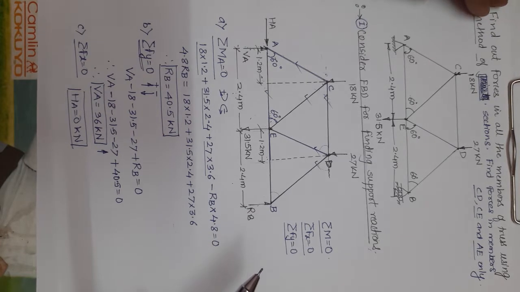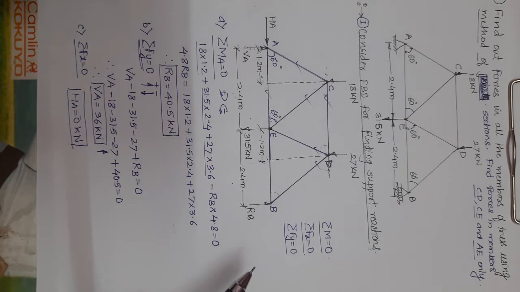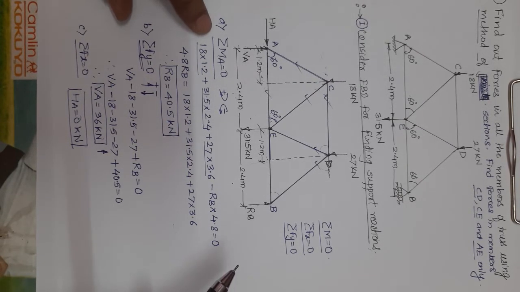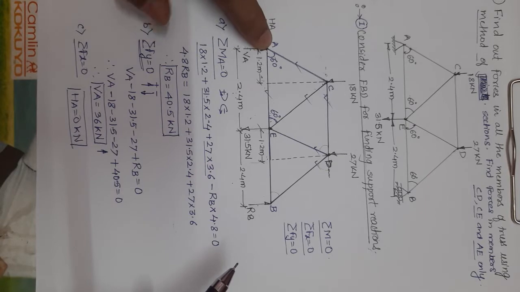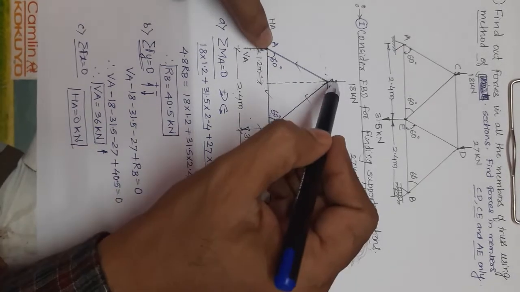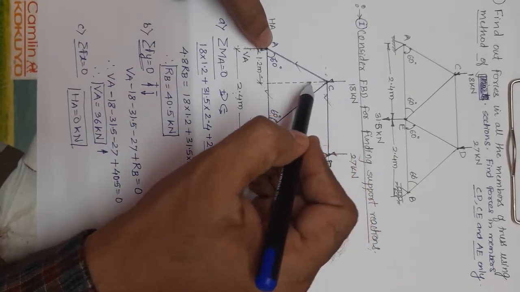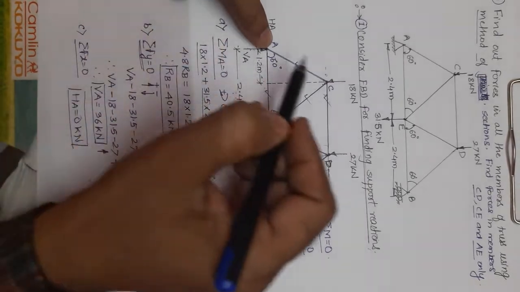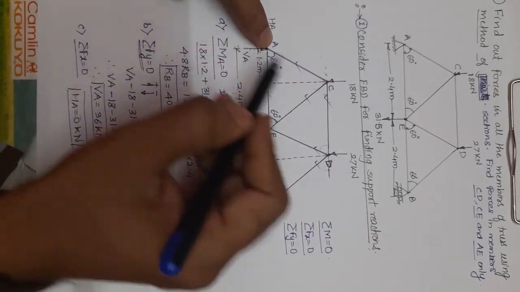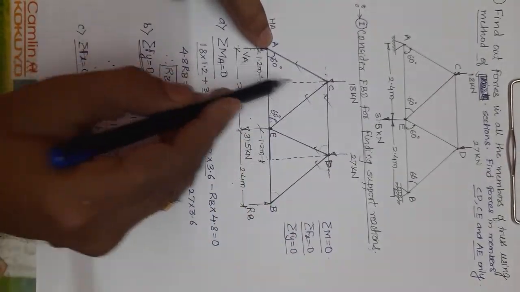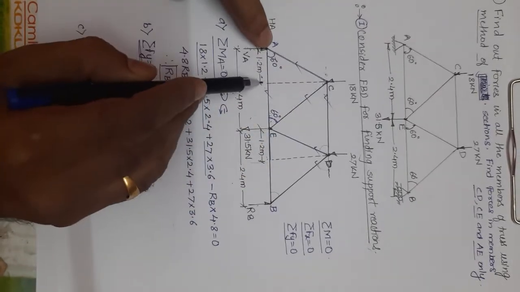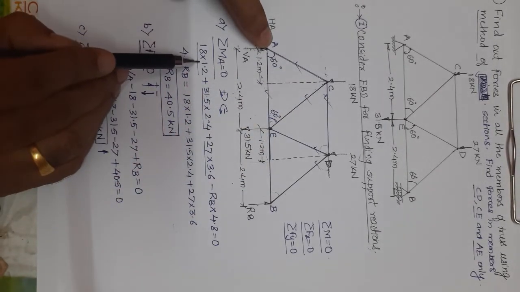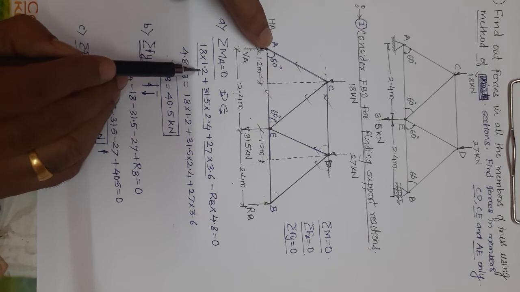So already these things have been explained. I am explaining it once again so that it will get connected with this question. So how to take moment about A now? Keep the point at A. Now how is the 18 kilonewton? It is a clockwise force, so positive. What is the distance? This is a vertical force, hence horizontal distance. So it will be 18 multiplied by 1.2.